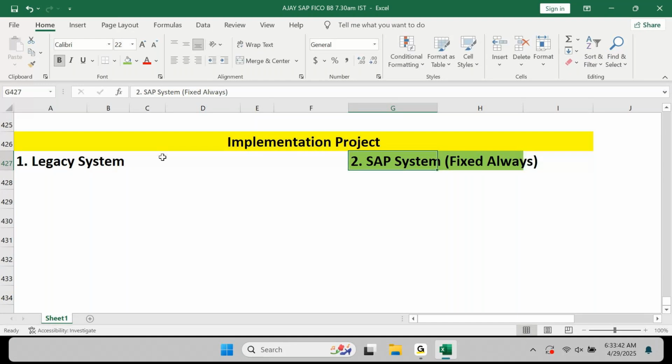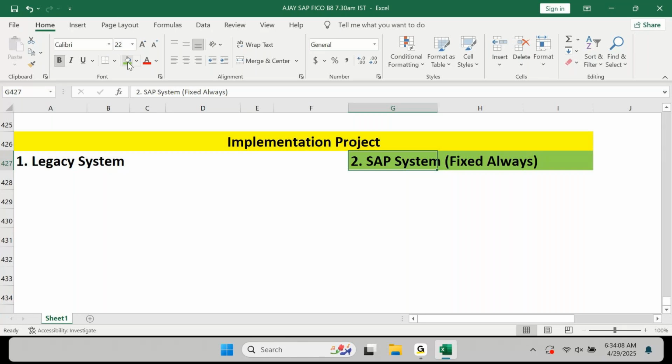Why is this fixed? Because we are FICO consultants. You are only concerned about the SAP system. It will never change. One system is SAP. It is always fixed. Reason, you are an SAP consultant. If it is not SAP, we are not in the picture. Agree? We are in the picture because there is an SAP system.